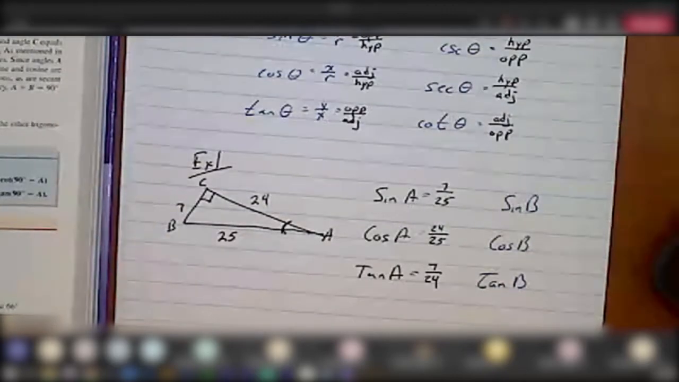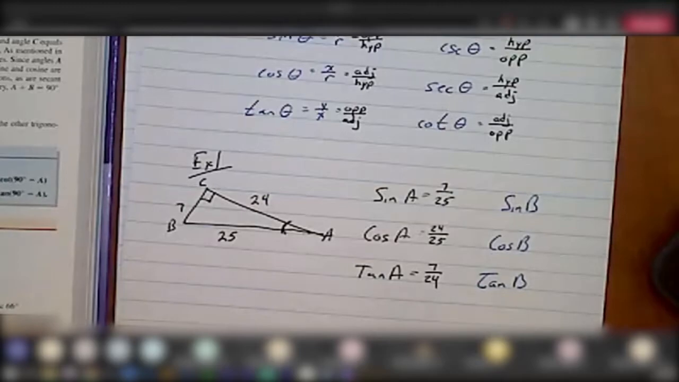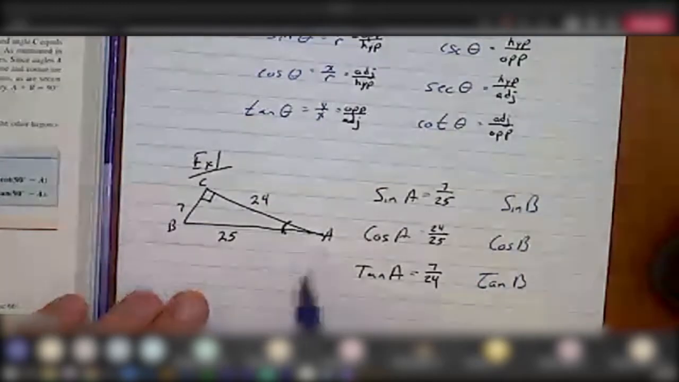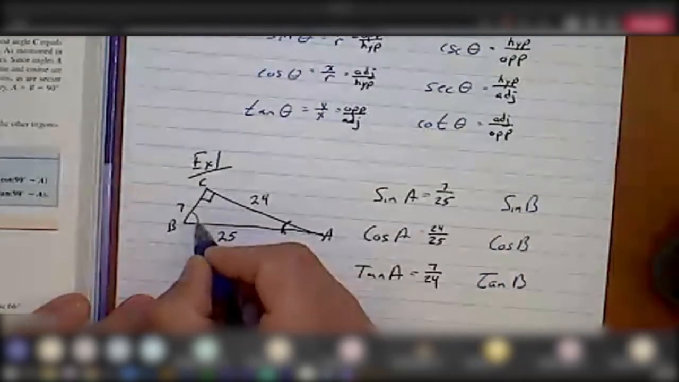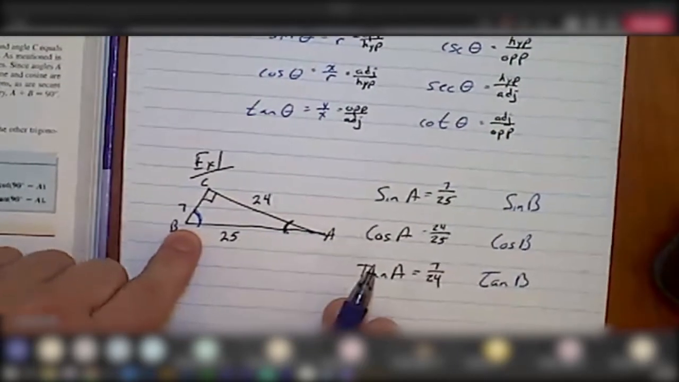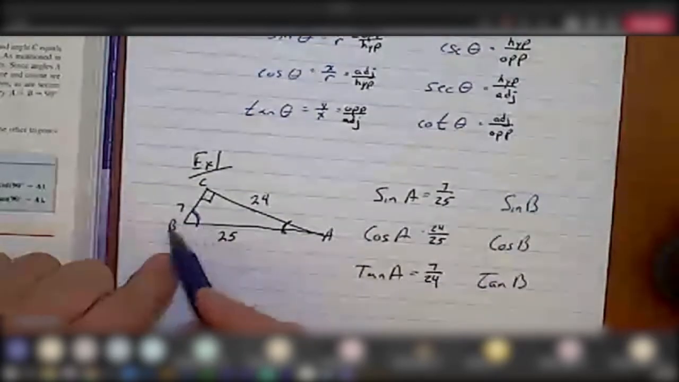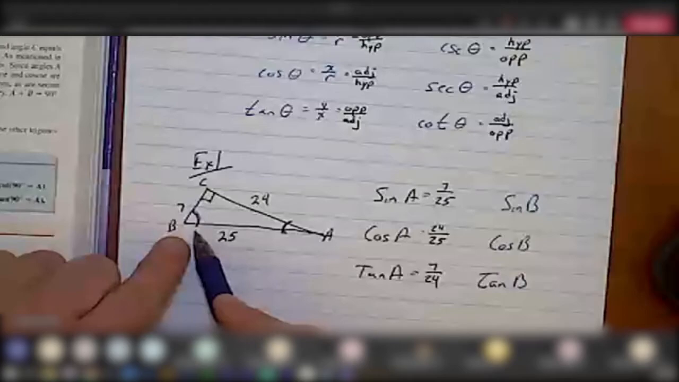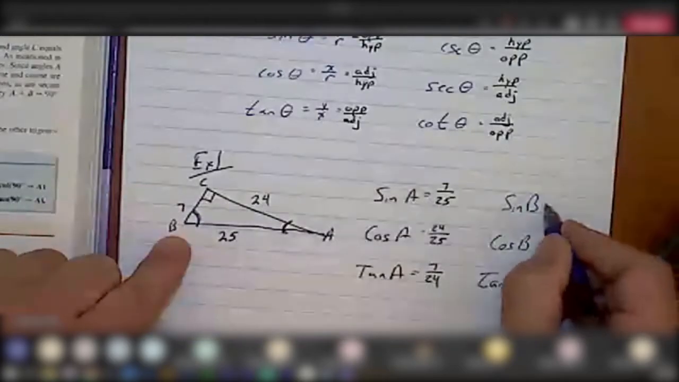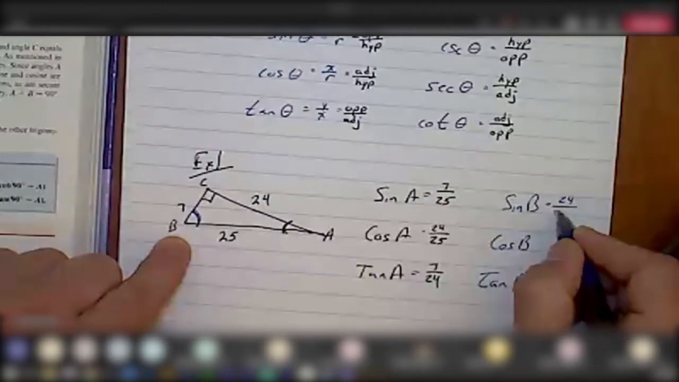This is a two-part question, though. They want me to also figure out sine, cosine, and tangent from angle B. So the same triangle, I'm now just going to focus my attention on angle B. So if I'm looking from angle B, sine of angle B, from this position, now the opposite leg is 24. The hypotenuse is 25.